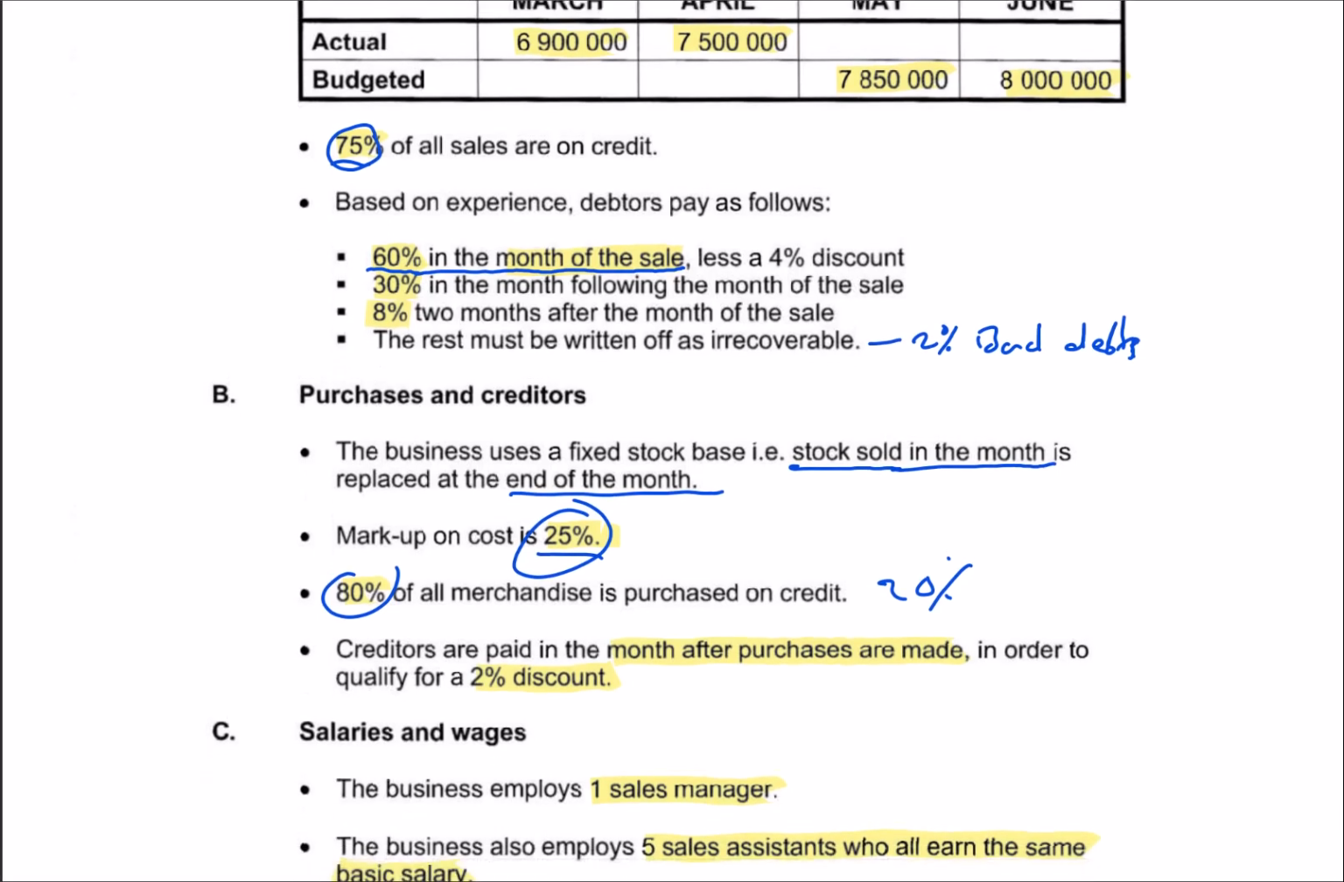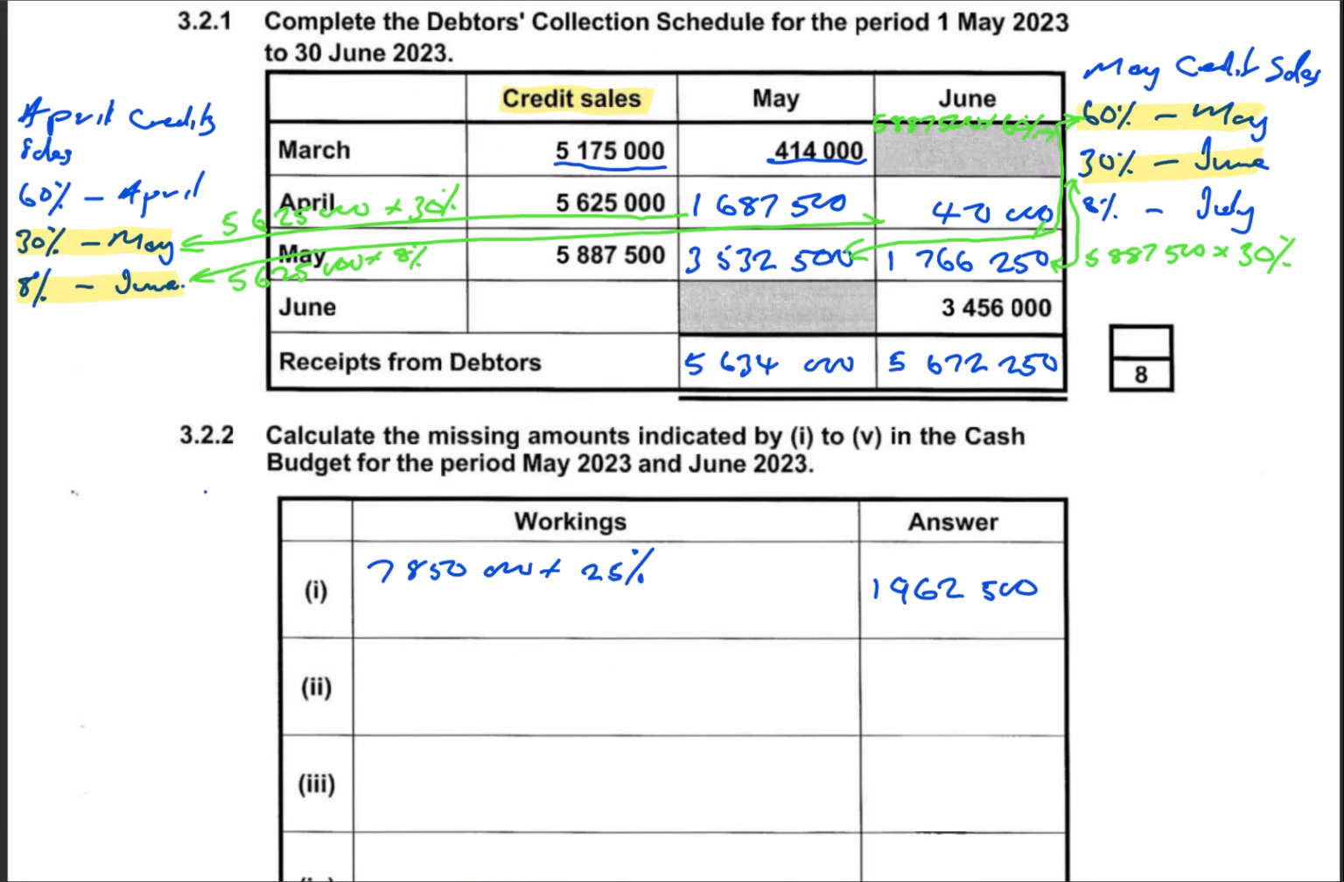So basically you're going to say 100 over 125. That's how to calculate cost price from a selling price, times 8 million. Because remember, you are replacing the stock that you sold. What was the cost price of the stock that you sold? That's what we are calculating here. So 100 divided by 125 times 8 million. That's 6,400,000.